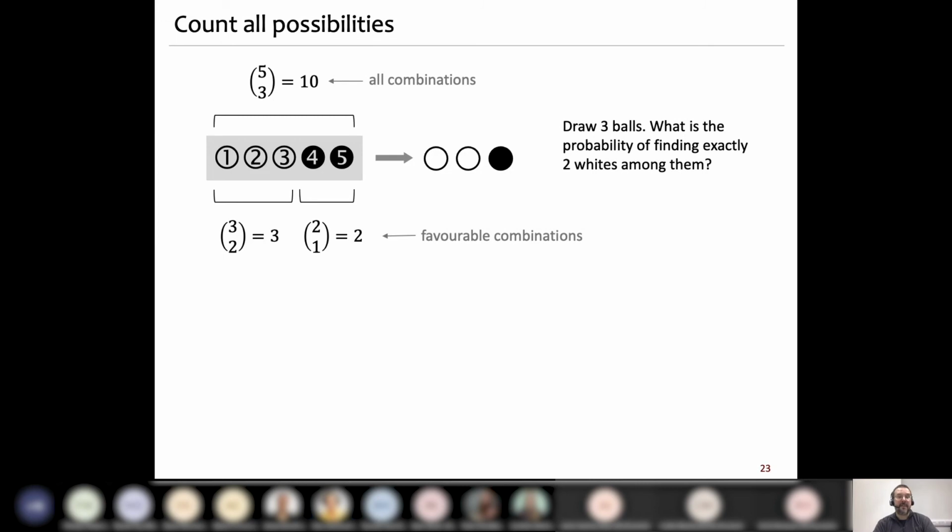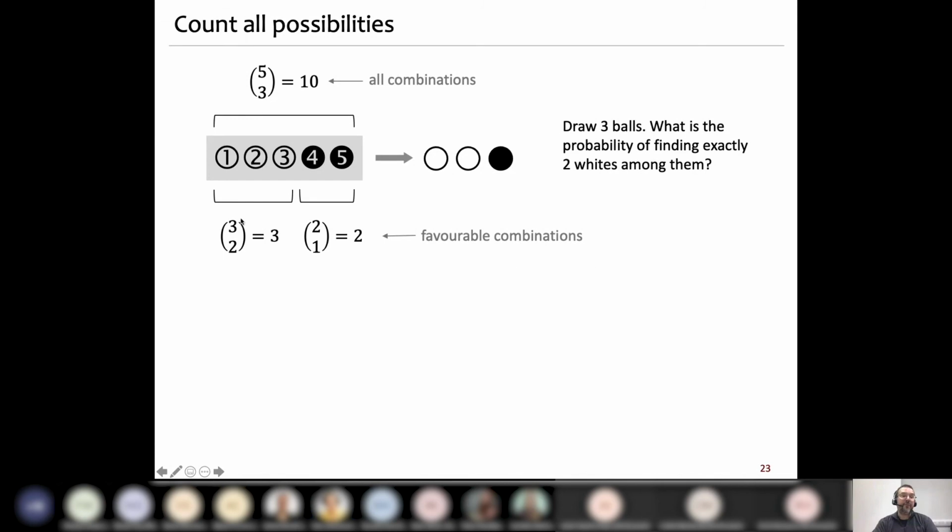It counts all possibilities. In this example, we have 5 balls and we draw 3 of them and we ask, what is the probability of getting exactly 2 white balls? First, let us count all possible combinations. We select 3 balls out of 5. So 5 choose 3. There are 10 possible combinations of 3 balls out of 5. This is our universe, all possible combinations.